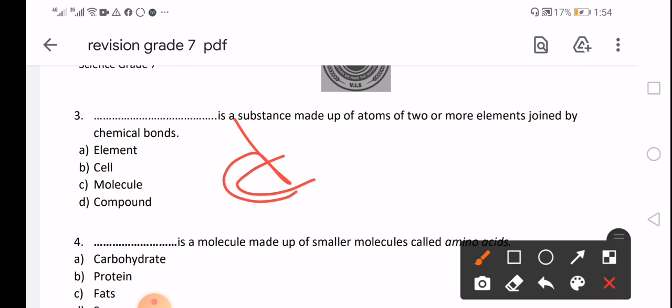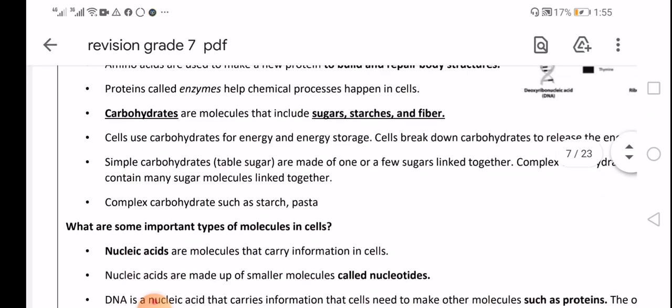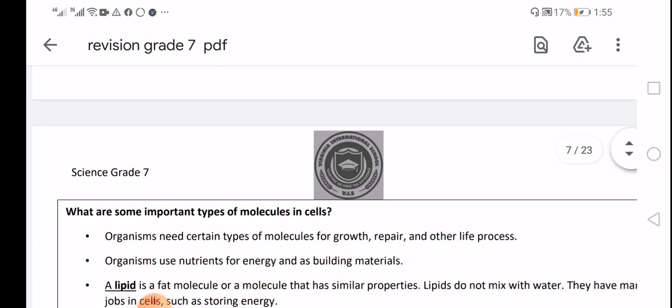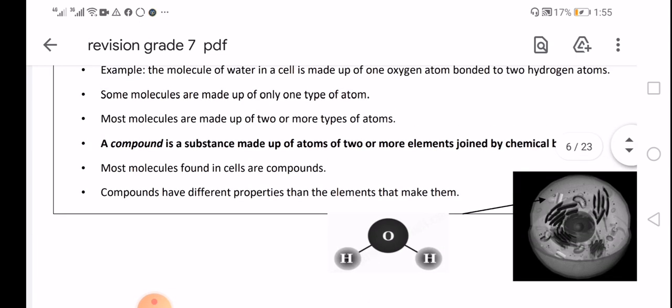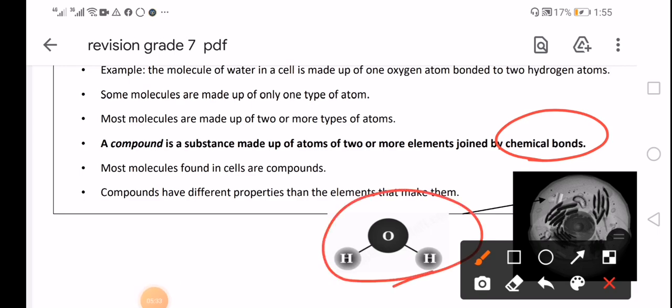Compound. A compound is made of two or more elements joined by chemical bonds. Look here, which one is the compound? A substance made up of two or more elements joined by chemical bonds, like this. This is a compound.